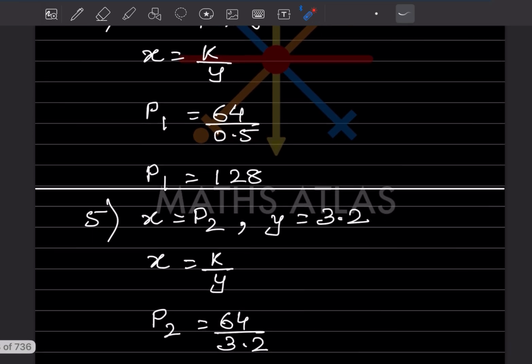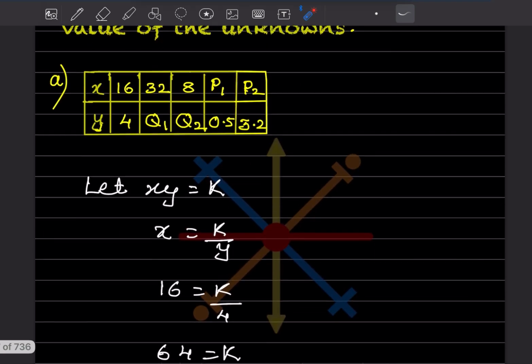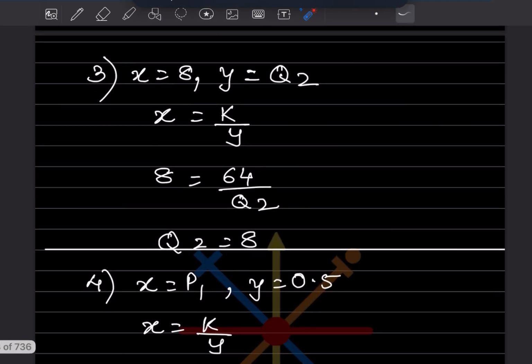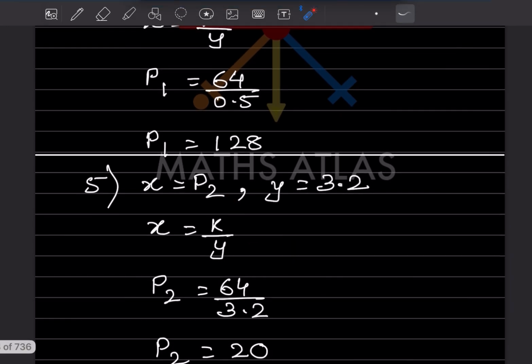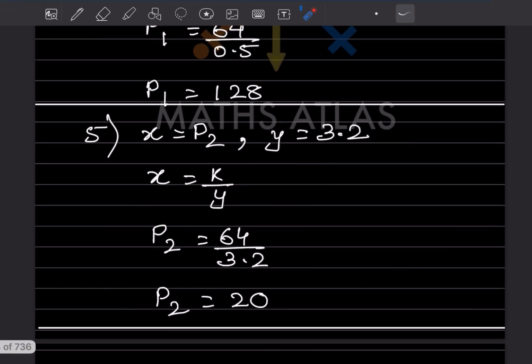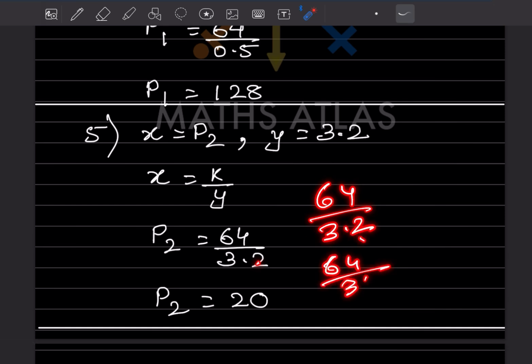Now here the last one. This is P2 and 3.2. So x is equal to k by y. So in place of this, we'll put here P2. This will be 64 and this is 3.2. So P2 will be 64 divided by 3.2. Again, I'll show you for this as well. That will be 64 and 3.2 we can write here 32 by 10.